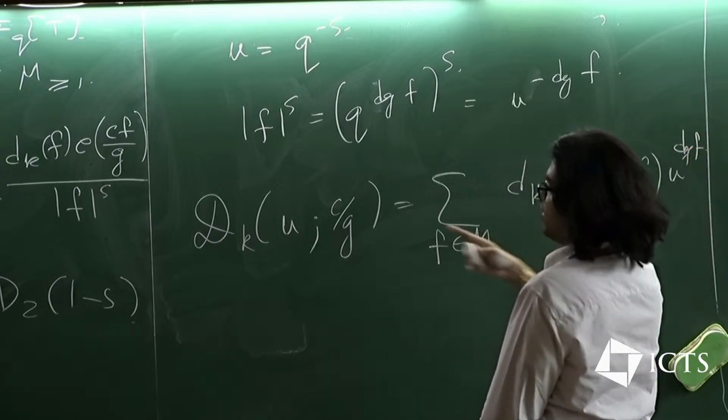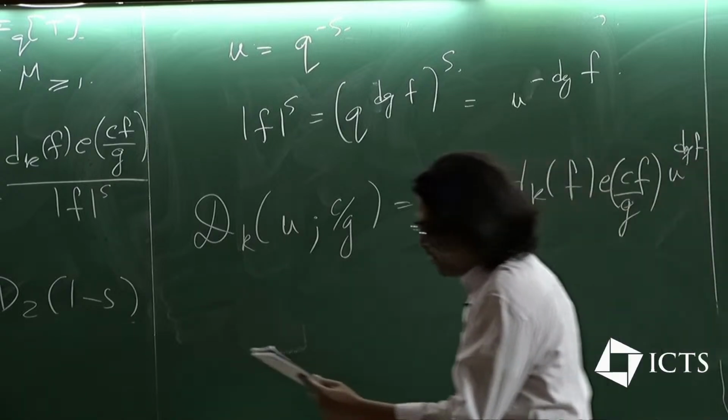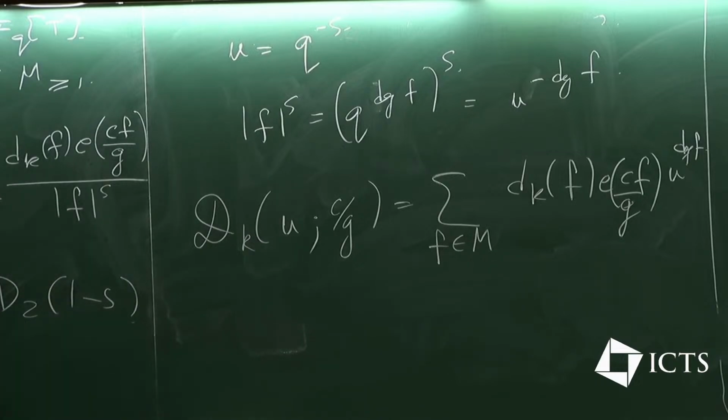So I've just changed the f to the minus s to u to the degree of f. And now let me maybe get rid of all of this and state the Voronoi summation formula.